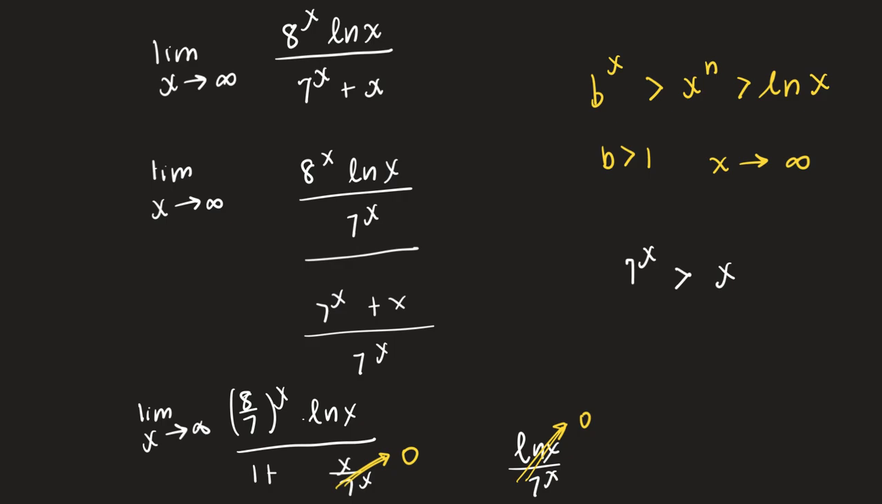And then we have in the numerator, since 8 over 7 is bigger than 1, we know that this expression is going to increase without bound, as well as the natural log of x. It's going to increase without bound. So we get that our answer is equal to infinity.